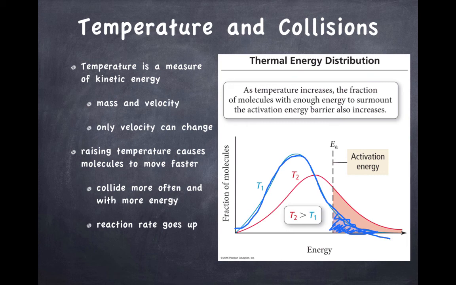Now if we look at temperature 2 shown in red, and it's in red because it's a warmer temperature than temperature 1, we see that the area of temperature 2 that goes above the activation energy is quite a bit higher than that of temperature 1. And so more molecules at the higher temperature have enough energy to get over that activation energy barrier, and as a result you're going to have a faster rate.